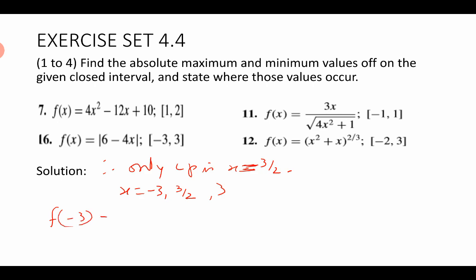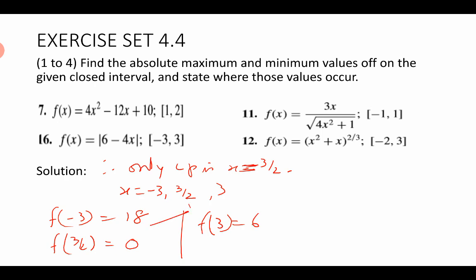f of negative 3, use it here in the definition. You will find 6 plus 12, 18. And f of 3 over 2 is 0. When x is 3 over 2, y is 0, we have seen it. f of positive 3 is 6 minus 12, which is minus 6. So there are three values.